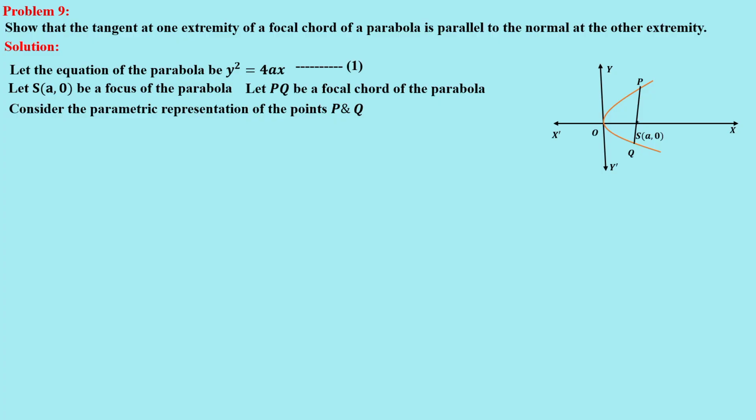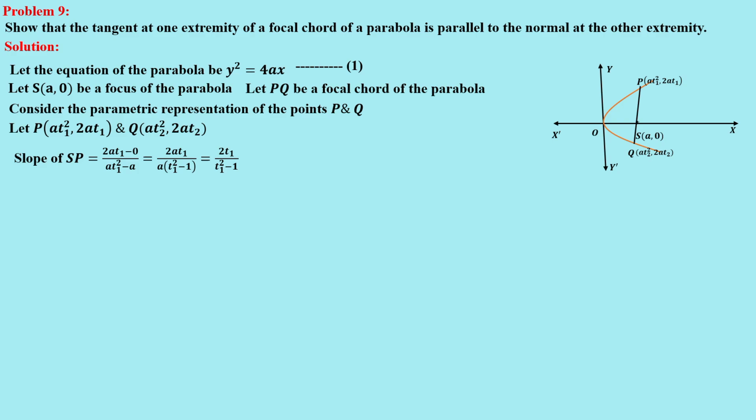So parametric representation: P is (at1 square, 2at1), and Q is (at2 square, 2at2) coordinates, right. Now slope of SP, so we are taking S (a, 0) and P (at1 square, 2at1). Using the two-point form of slope, y2 minus y1 divided by x2 minus x1: 2at1 minus 0 by at1 square minus a. So you will get 2at1, a is common in the denominator, a into t1 square minus 1. The a in numerator and denominator both get cancelled. So 2t1 by t1 square minus 1.